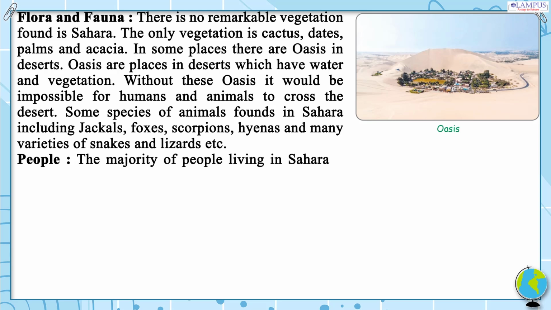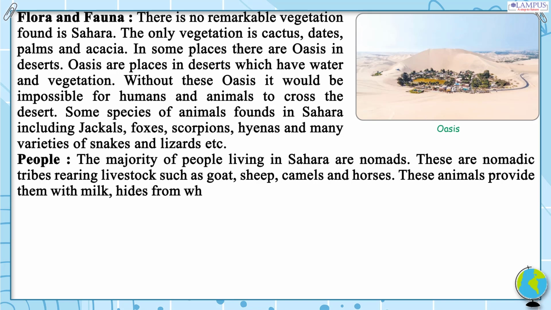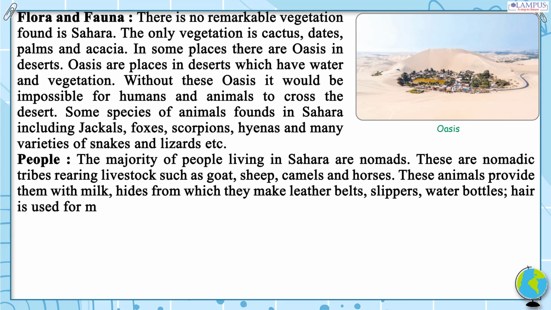People. The majority of people living in the Sahara are nomads. These are nomadic tribes rearing livestock such as goats, sheep, camels and horses. These animals provide them with milk and hides, from which they make leather belts, slippers and water bottles. Hair is used for mats, carpets, clothes and blankets.